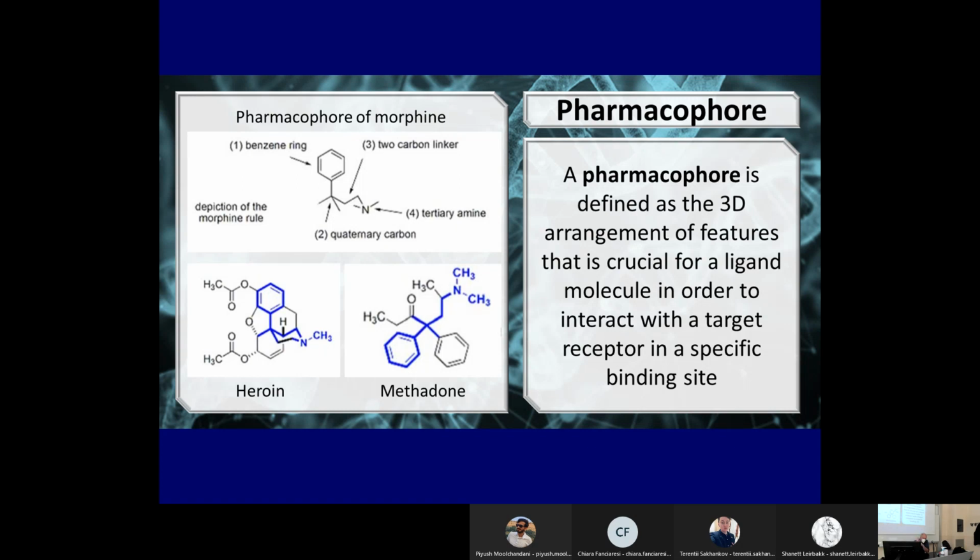Scientists worked a lot in the past, and they found it is sufficient to have a basic nitrogen atom, a linear chain, and an aromatic ring. Following this approach, they discovered the structure and the activity of methadone. Methadone is a very simple structure. It's possible to synthesize this compound in a lab without any problem. And methadone has the same biological activity of heroin.